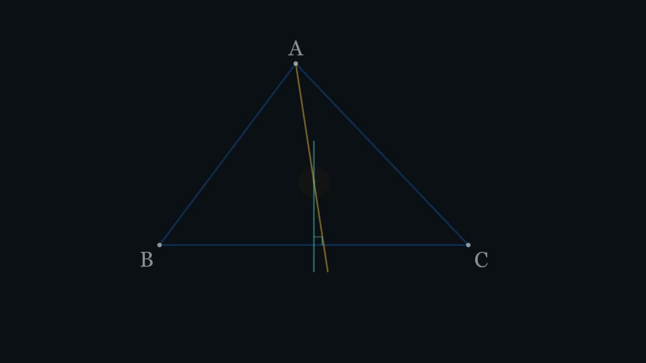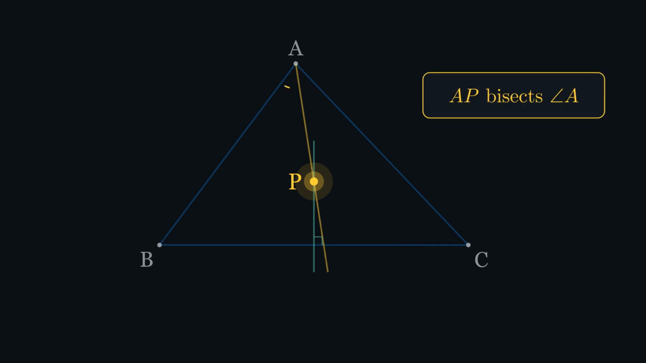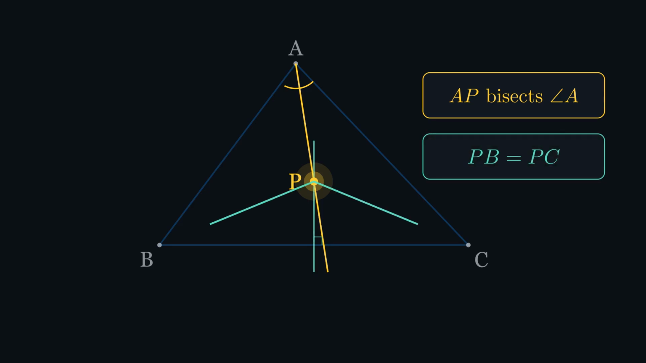There it is, point P, where the two lines meet, and P is special because it's on both lines, so it obeys both rules at the same time. Rule 1, because P is on the angle bisector from A, the line AP splits the angle at A into two equal pieces. Rule 2, because P is on the perpendicular bisector of BC, we know PB equals PC.